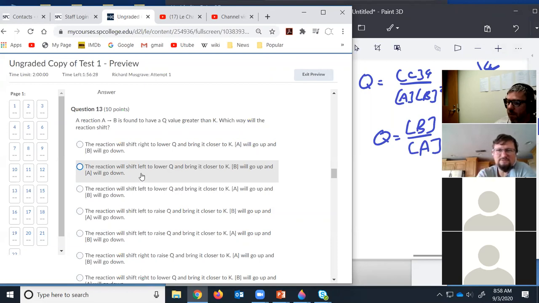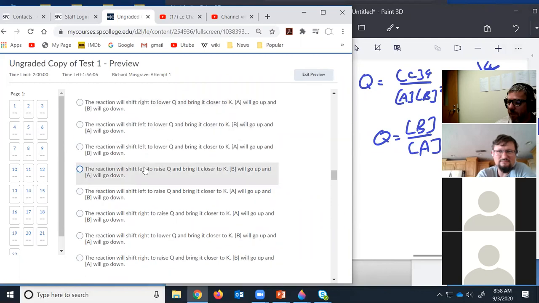Q is greater, so Q has to go down, which means that A has to go up and B has to go down. My bad. I thought I said that last time. All right. So will the reaction shift right or left? No, the reaction is going to have to shift left. Okay. So the reaction has to shift left to lower Q.